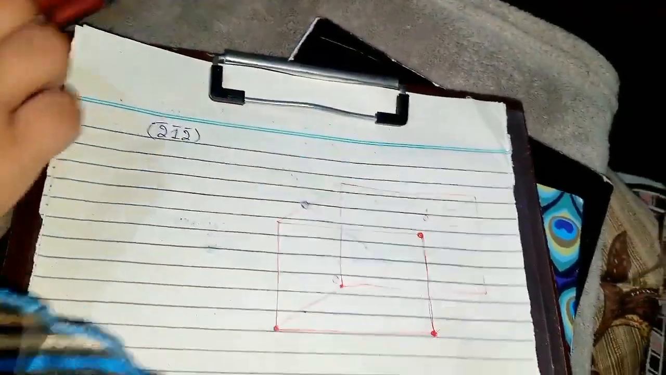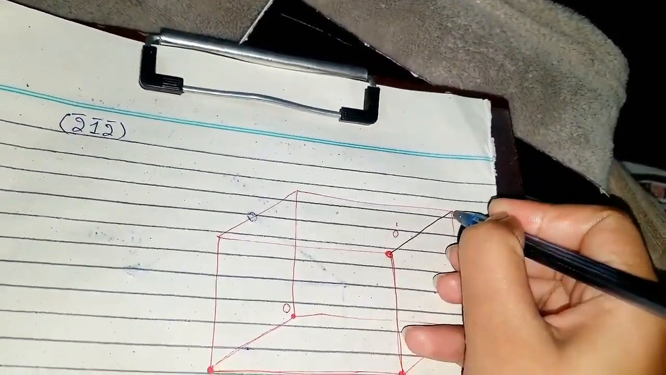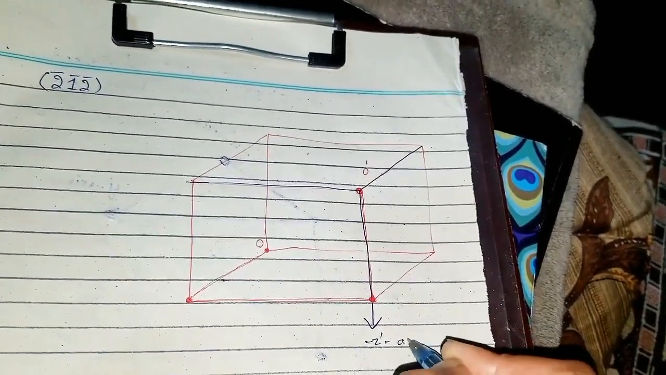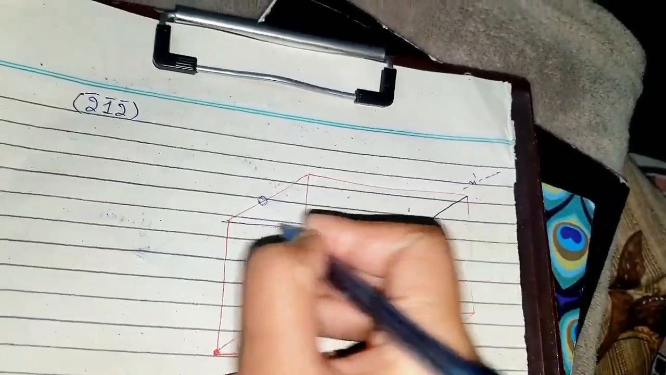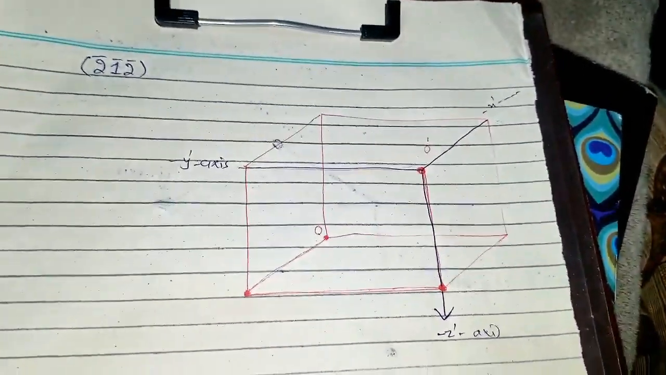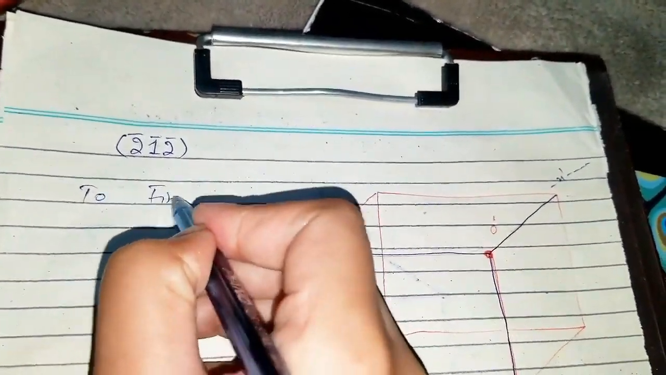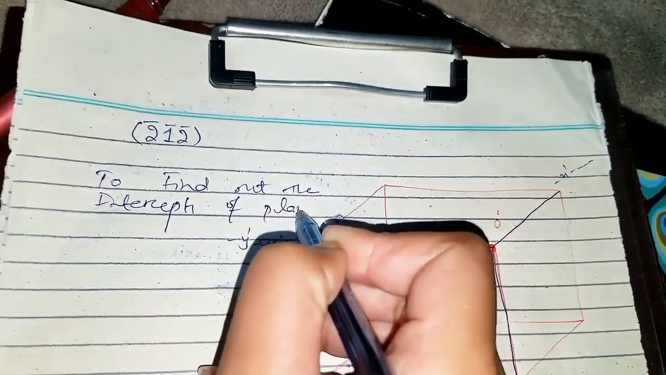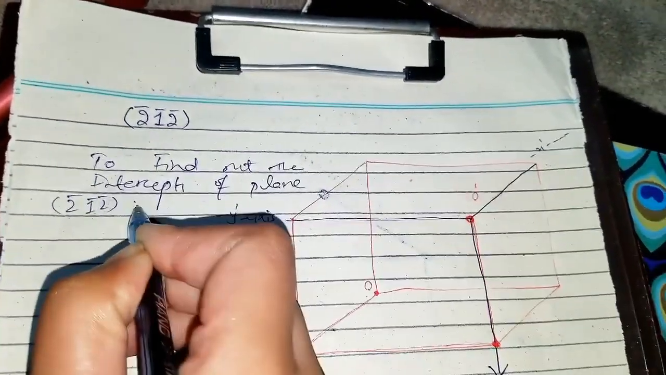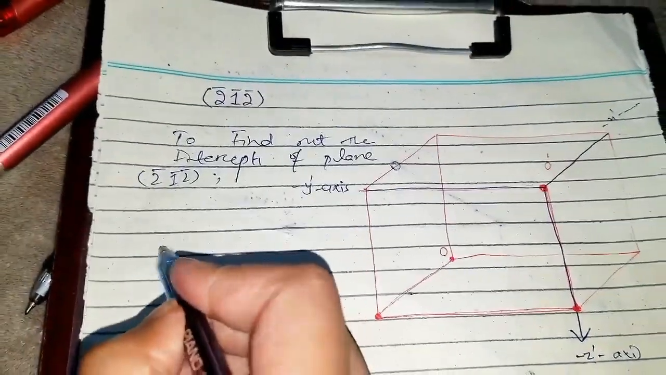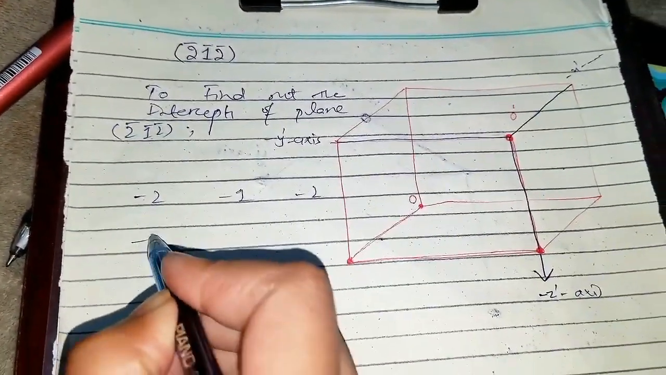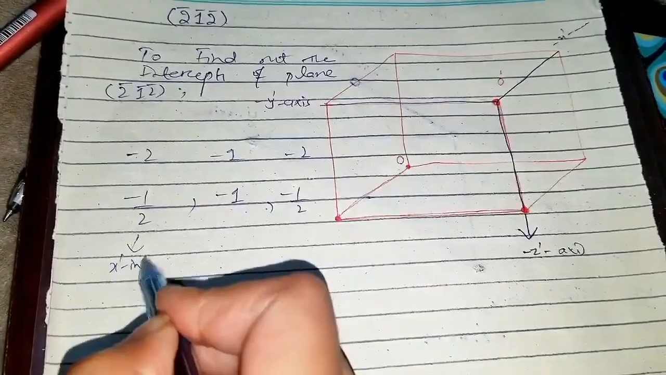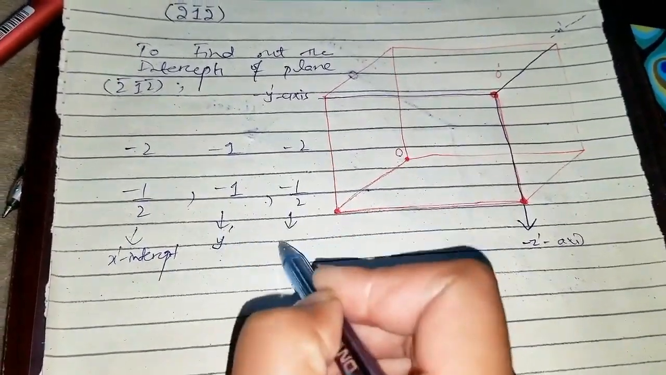And the axis lines are these 3 lines connecting the origin O prime. This is the negative z prime axis, this is the negative x prime axis, and this is the negative y prime axis. All right, so to find out the intercepts of plane 2 bar 1 bar 2 bar, we have to take the inverse of each of the indices. So it's -2, -1, and -2. Inverse of -2 is -1 by 2, it's -1, it's -1 by 2 for the z intercept, and this is the x prime intercept, this is the y prime intercept, and this is the z prime intercept.